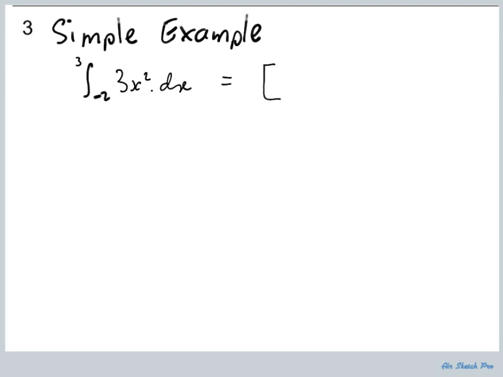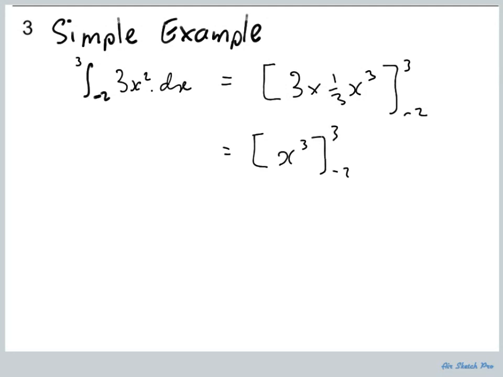cubed. And just to follow the rule through, it's like 3 times 1/3 x to the power of 3 between 3 and -2, which equals x cubed. And there is absolutely no drama with you going straight to x cubed. I don't think it's a particularly necessary step, that first one. I just put it there so you can see how I did it.